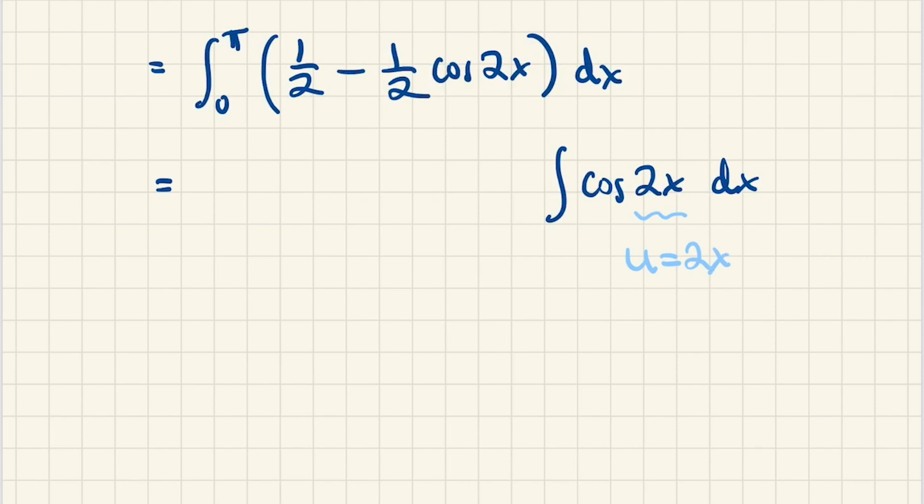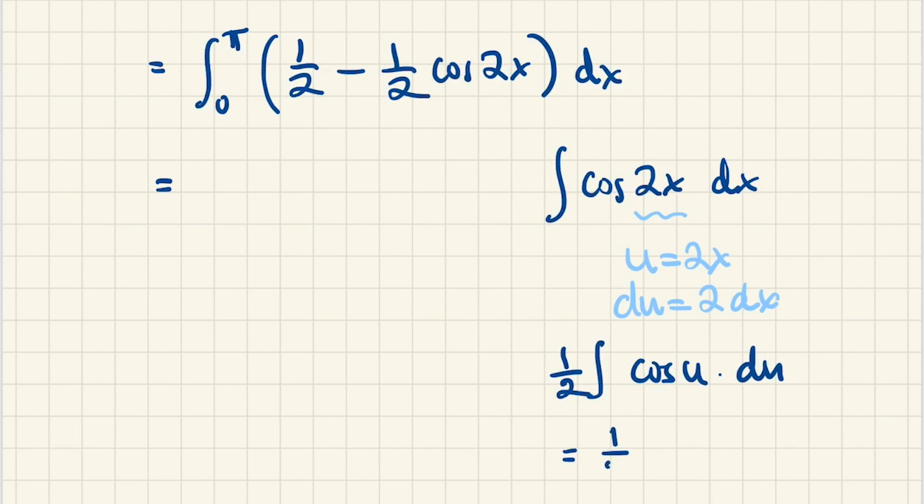U equals 2x, du equals 2dx, and so dx would be du over 2, giving us the integral of cosine u times du over 2. And that would, of course, integrate to sine. So we get 1/2 sine of u, and u being 2x, plus c.